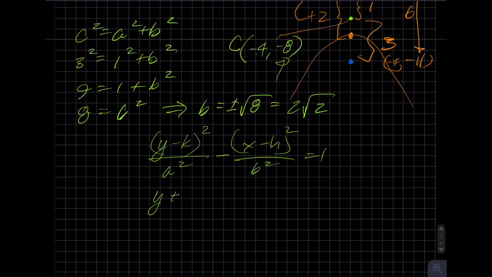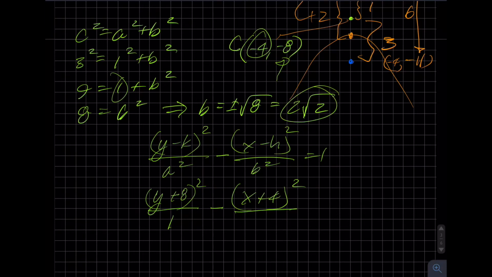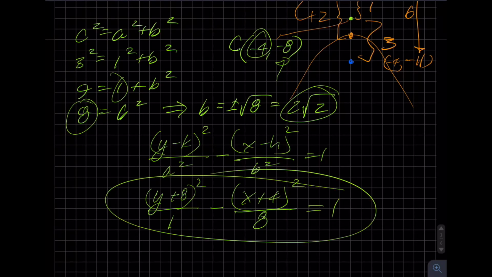So it's going to be y plus 8, the quantity squared, over my a value was 1. So a squared was 1, minus x minus negative 4, which is plus 4, the quantity squared, over my b squared value. And so my b value was 2 radical 2. My b squared value was 8. So I guess I really don't ever actually have to find b. I keep doing that, but anyway. And so that's the answer that I should be working with.